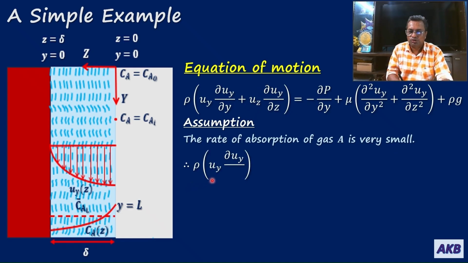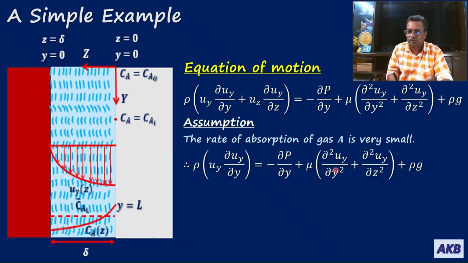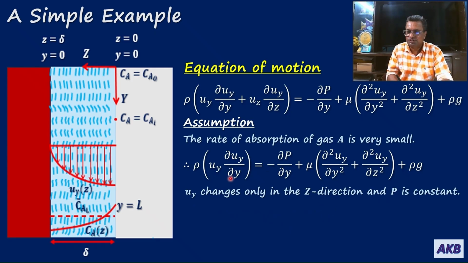So it will be rho into uy into ∂uy/∂y. This is 0. That is equal to minus ∂p/∂y plus mu into [∂²uy/∂y² + ∂²uy/∂z²] plus rho into g. Further, uy changes only in the z direction. So ∂uy/∂y will become 0. ∂²uy/∂y² will also become 0, and p is also constant. So therefore ∂p/∂y will also become 0. So we are left with 0. This is 0 because ∂uy/∂y is 0.